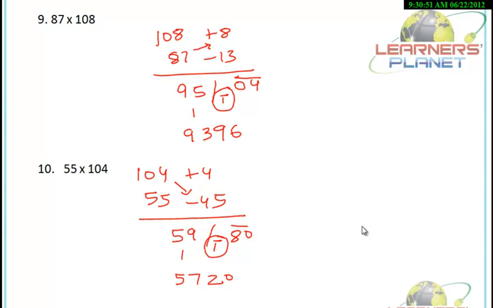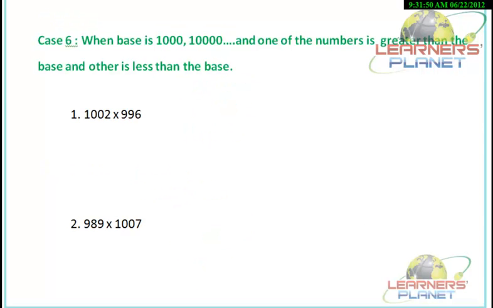Let's take more examples, and let's change the base now. Now we'll be taking the bigger bases like 1000, 10,000, etc. Now, when the base is 1000, 10,000, and one of the numbers is greater than the base and the other is less than the base. Okay, let's begin with this example. 1002 into 996.